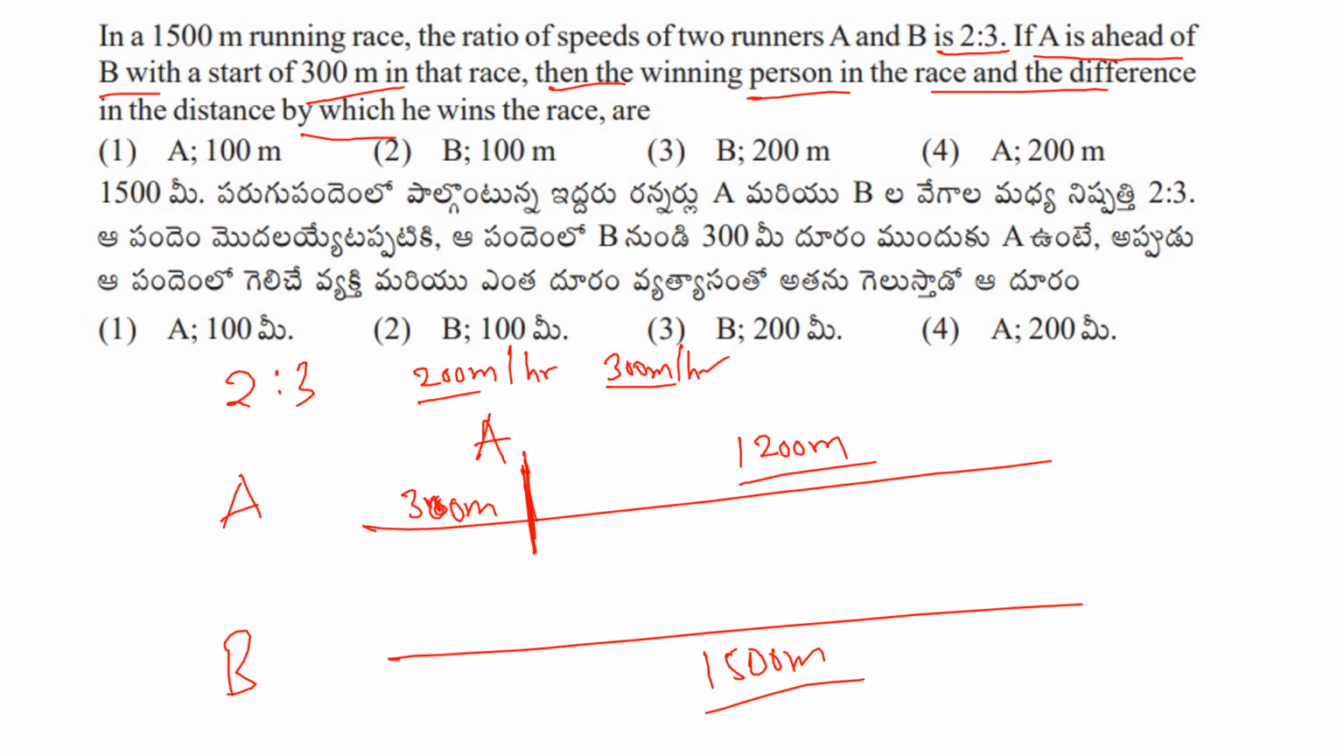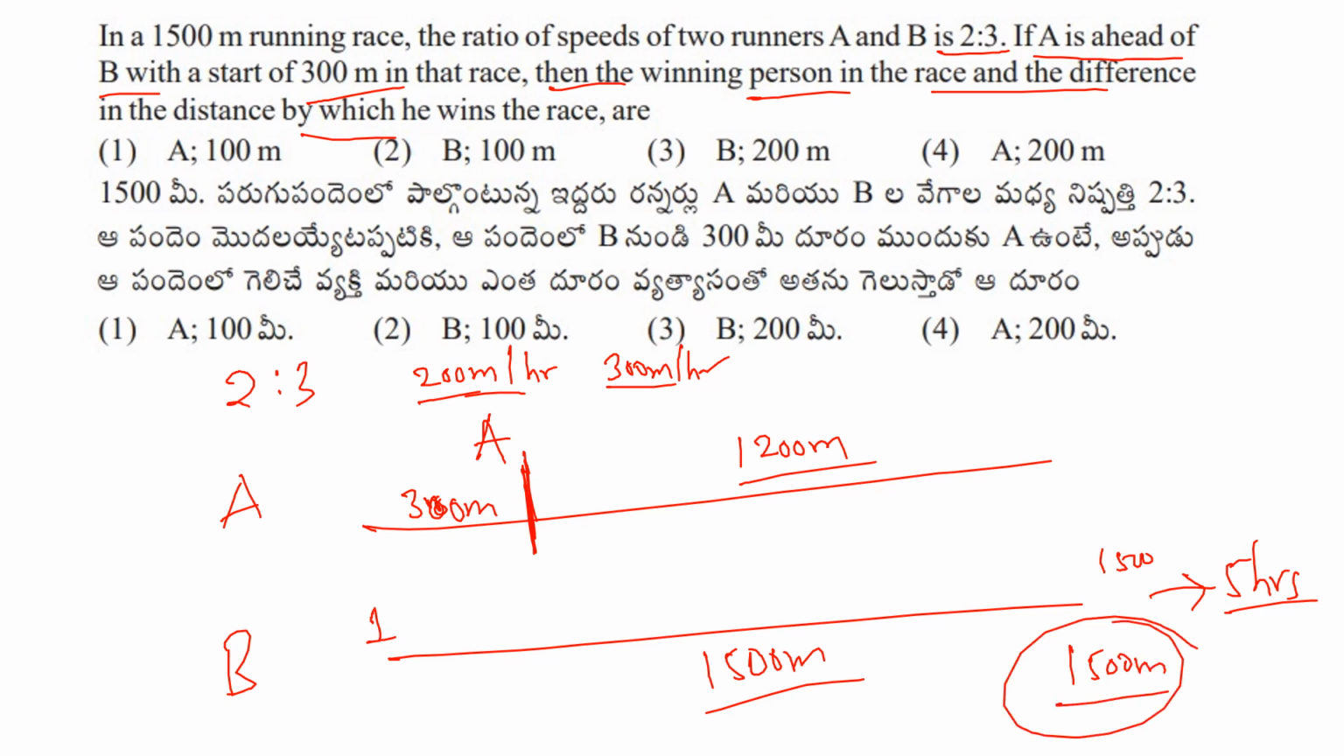So here you can see, after 300 meters, A needs to cover 1200 meters, B needs to cover total 1500 meters. But here A should cover 200 meters per hour, B should cover 300 meters per hour, right? How much time does it take B? B is 300 meters into 5 hours, 1500 meters, right? Starting from meter 1 to 1500 meters, it should cover in 5 hours. Got it? Total 1500 meters should be covered in 5 hours only.